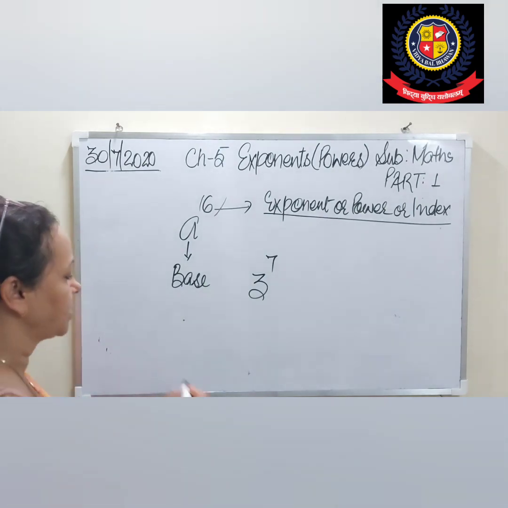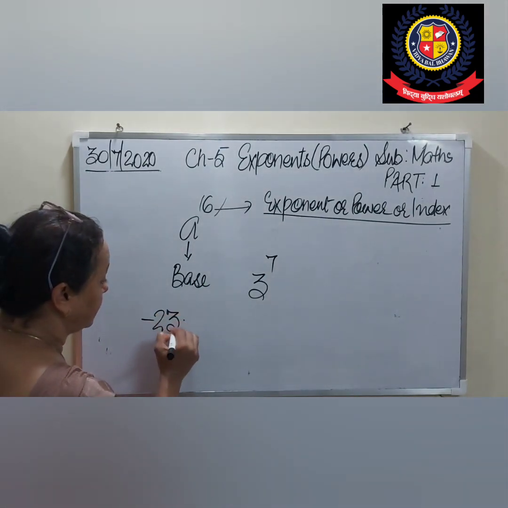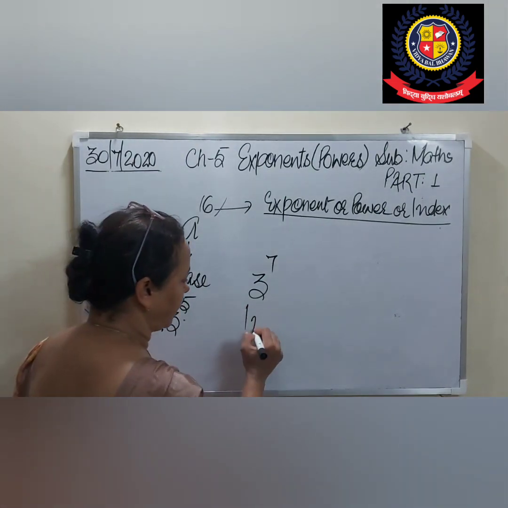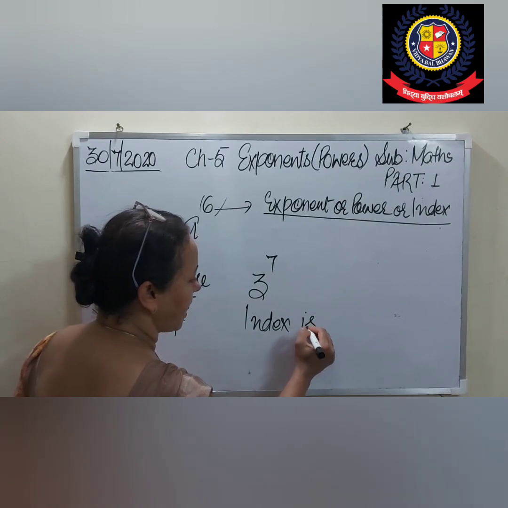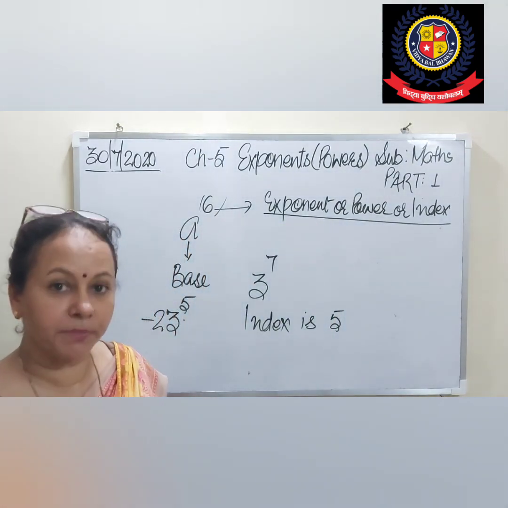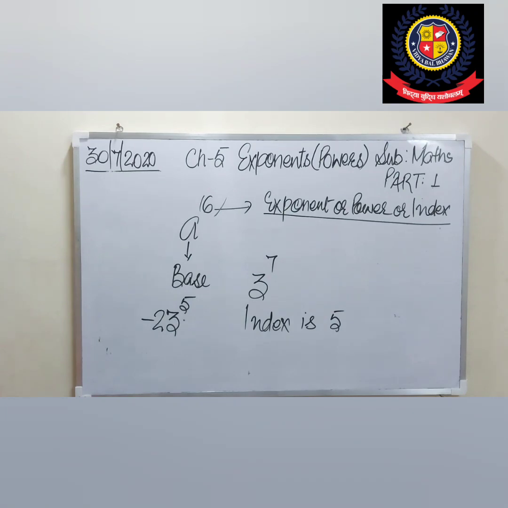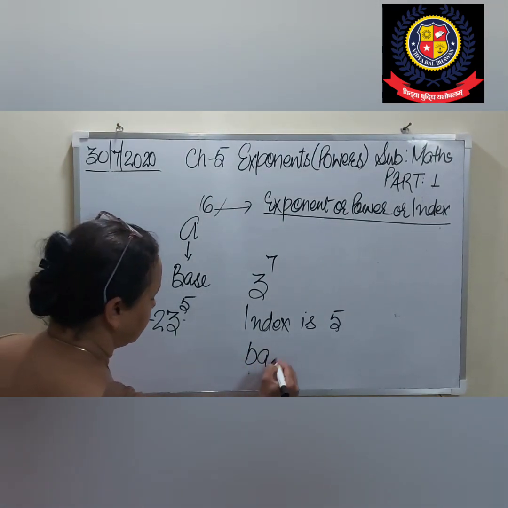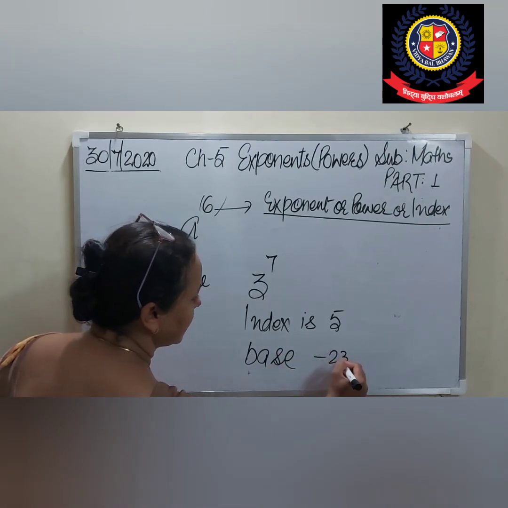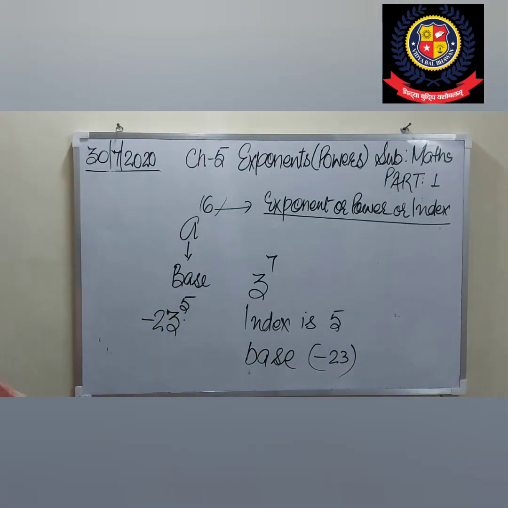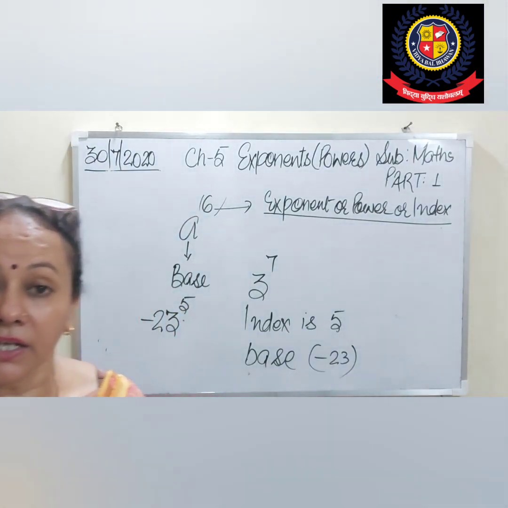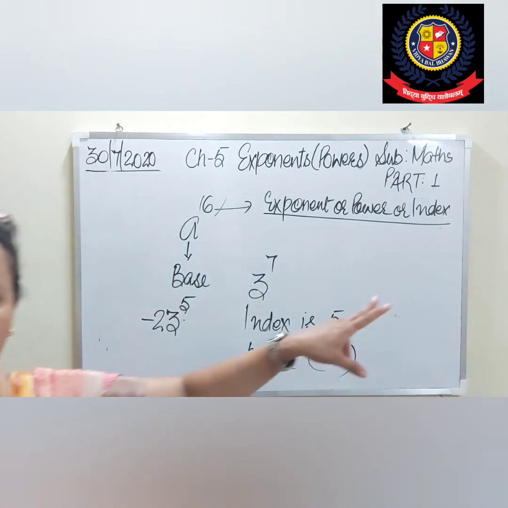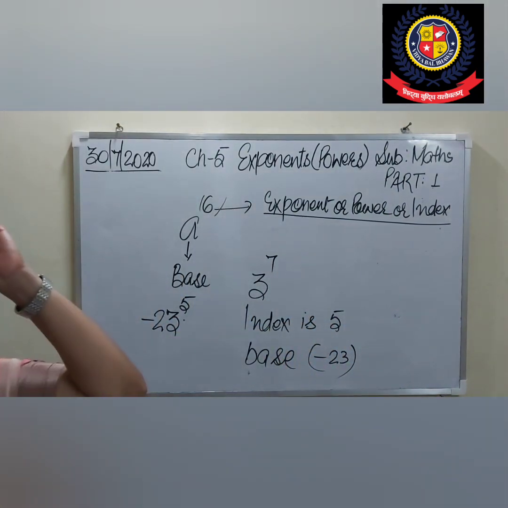Suppose the question is minus 23 to the power 5. They are asking what is the index. So what will we write down? Index is 5, which is known as the superscript also, exponent, power. And the base is minus 23, because this is a negative number. So what will we write down? Base is minus 23. Clear? Don't get confused. Exponent, power, index, all three names are used for the exponents or the powers.